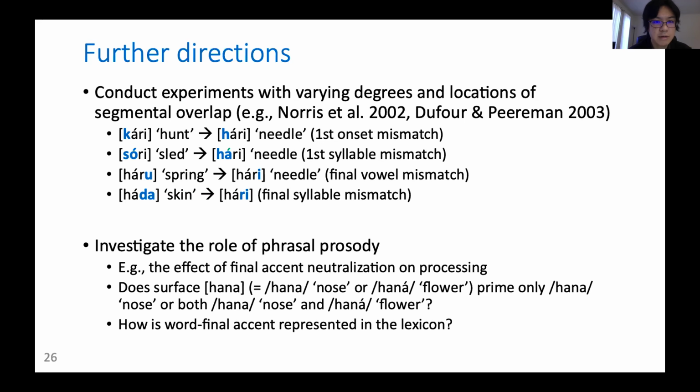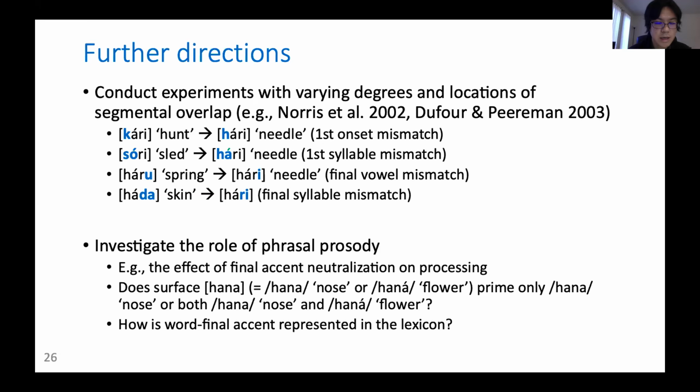First, we'd like to conduct experiments with varying degrees and locations of segmental overlap, as these studies cited here conducted. I won't explain them in detail, but I have shown some possibilities, like possible contrast here. If you have any questions, you can ask us in the question and answer period.